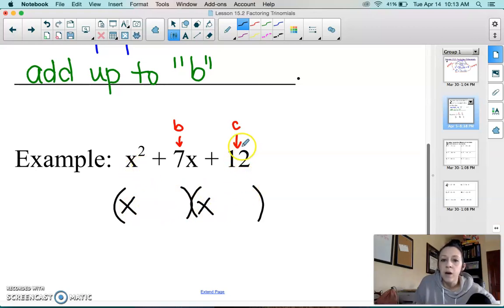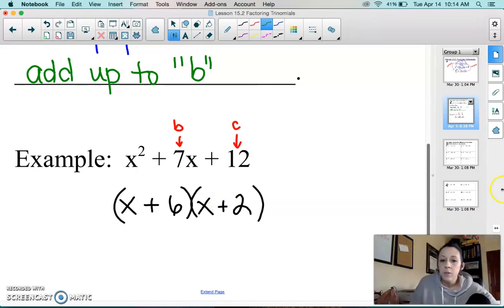Then we're going to figure out what number times what number equals 12, okay? So the first thing you think of, I don't know, 6 and 2. Anybody else think of 6 and 2? So 6 times 2 equals 12. So I'm going to put a plus 6 and a plus 2, because 6 times 2 equals 12.